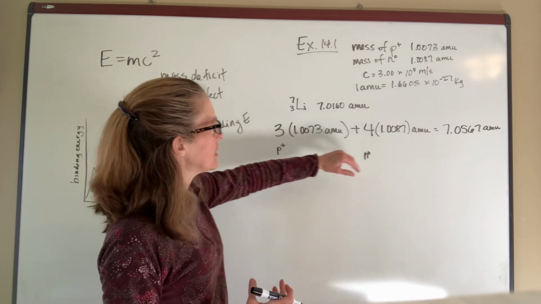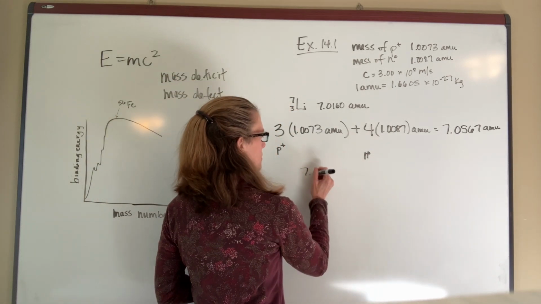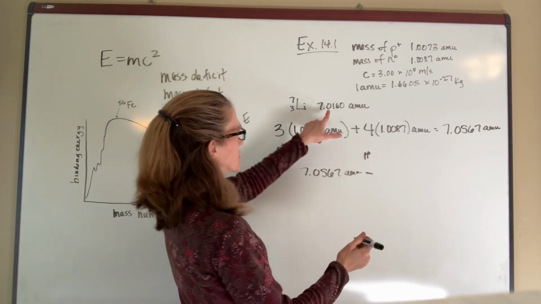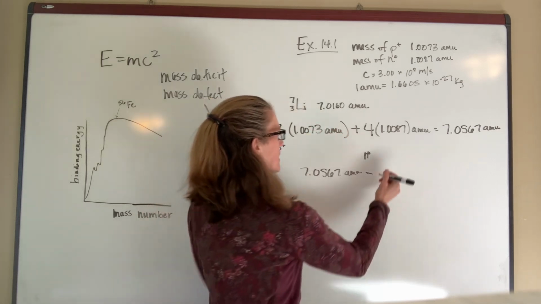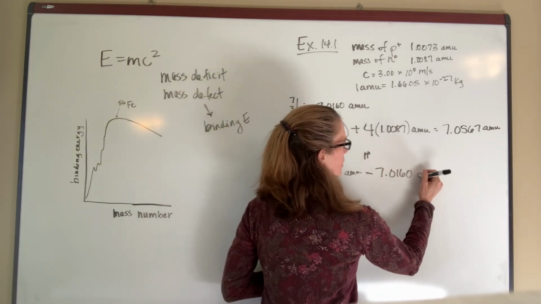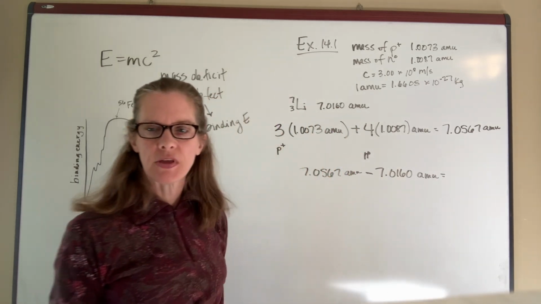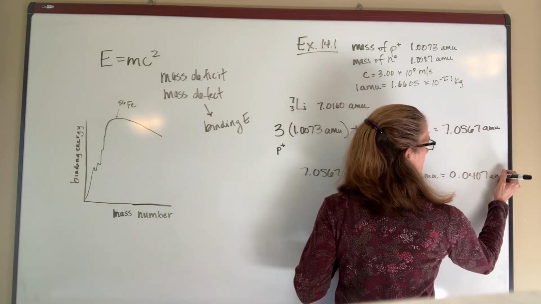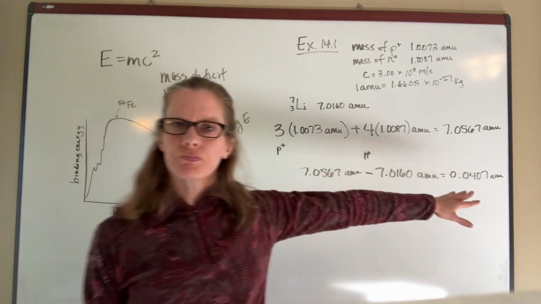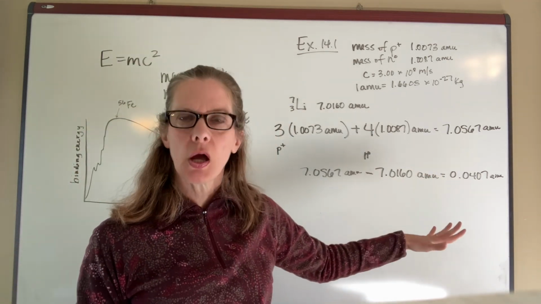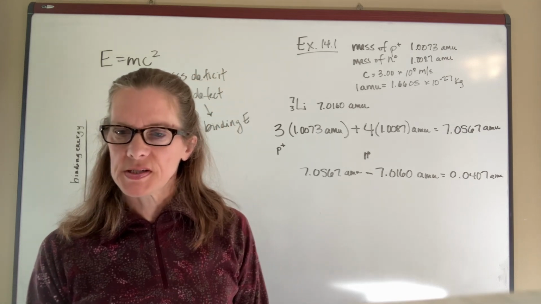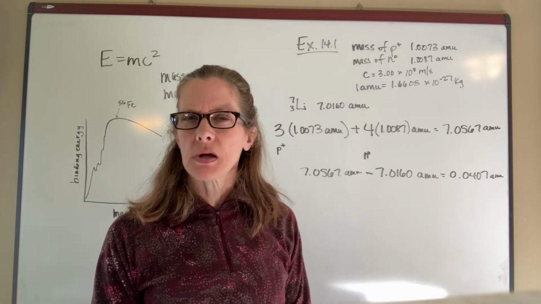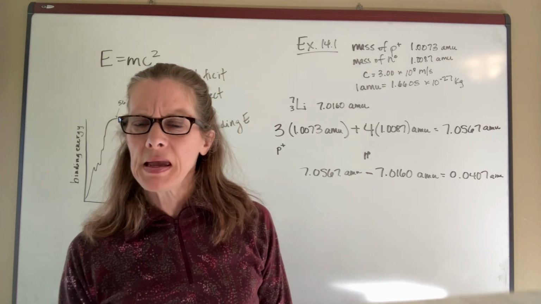So now I'm going to take this number, 7.0567 AMUs, and I'm going to subtract the amount of mass that this nucleus actually has, 7.0160 AMUs. And then when I subtract that, I'm going to end up with 0.0407 AMUs. So this is the amount of mass that has been converted to energy in order to hold this nucleus together, okay?